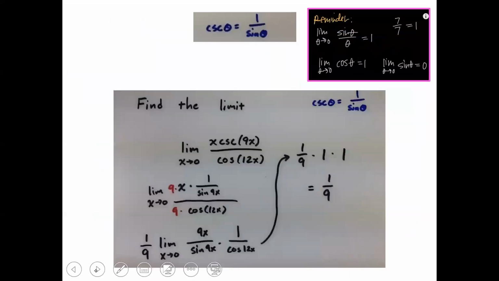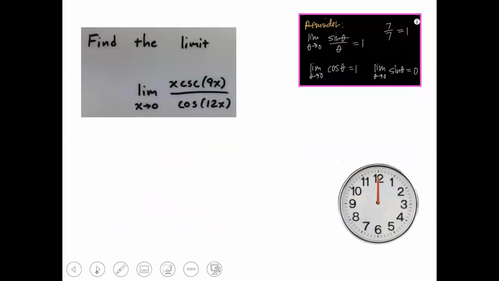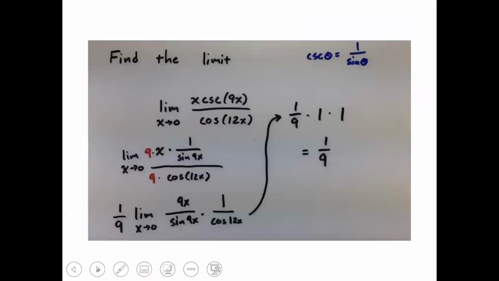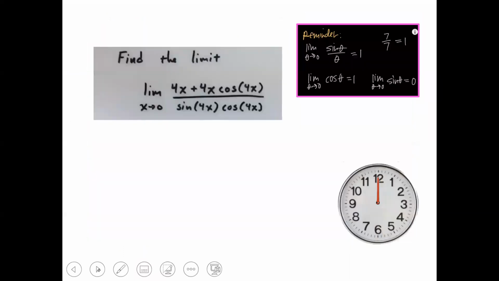All right, let's go on to the next one. All right, this will be your last one, and it's also a very ugly one. So take a moment, kind of strategize what you're going to use, what your goals are.